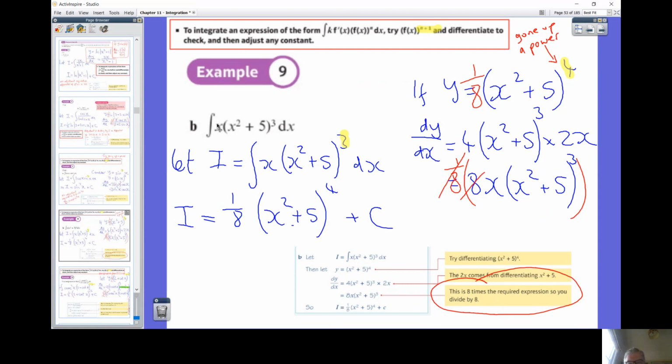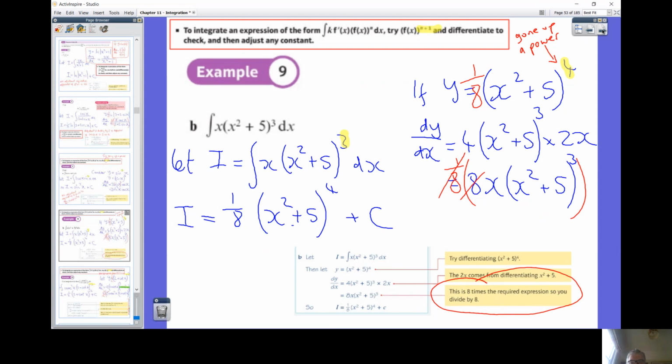Now, we want to integrate just a single lot of this, not 8 lots of this. So our adjustment is to multiply through by an eighth here and an eighth here. Obviously, the 8 and the eighth cancel out. So when we integrate x multiplied by x squared plus 5 to the power of 3, we get an eighth of x squared plus 5 to the power of 4.